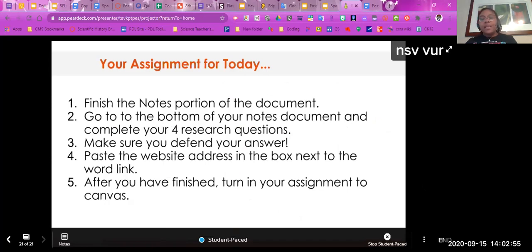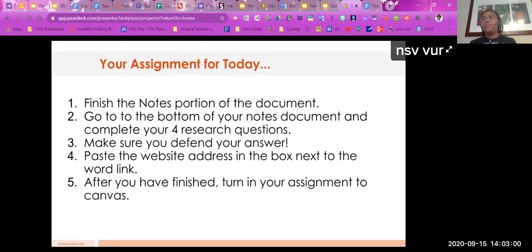So for our assignment today, if you did not finish the notes portion of your document, we're going to go ahead and finish those. Step 2 is that we are going to answer those research questions that are at the bottom. Make sure that you defend your answer. They are not yes or no one-word answers. Make sure that you actually defend them.